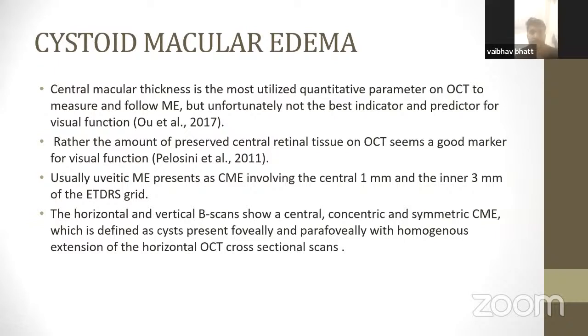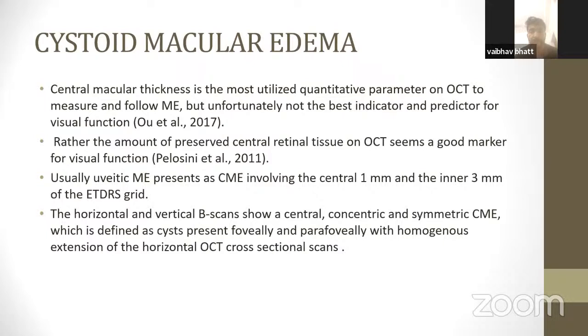Cystoid macular edema. The central macular thickness is the most utilized quantitative parameter on OCT to measure and follow macular edema, but unfortunately it is not the best indicator and predictor for visual function. Rather, the amount of preserved central retinal tissue on OCT seems a good marker for visual function. Usually, uveitic macular edema presents as CME involving the central 1 mm and the inner 3 mm of the ETDRS grid. So basically, we have three circles: 1 mm, 3 mm, 6 mm. The 1 mm and 3 mm are affected in uveitic macular edema.